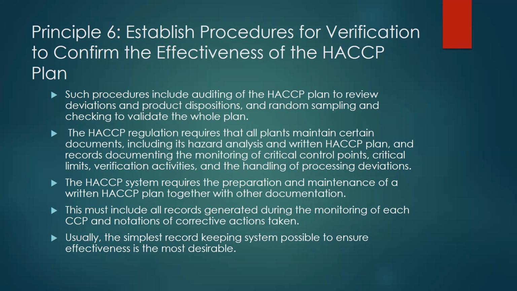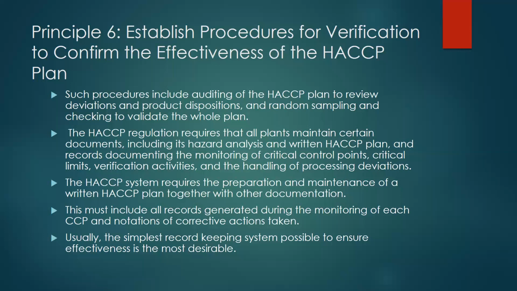The HACCP regulations require that all plants maintain certain documents, including its hazard analysis and written HACCP plan, and records documenting the monitoring of critical control points, critical limits, verification activities, and handling of process deviation. So HACCP regulations instruct the plants to maintain the documents properly for the hazard analysis and the written HACCP plan, the records documenting monitoring of the CCPs, critical limits, all the verification activities which are performed, and the handling of process deviations.